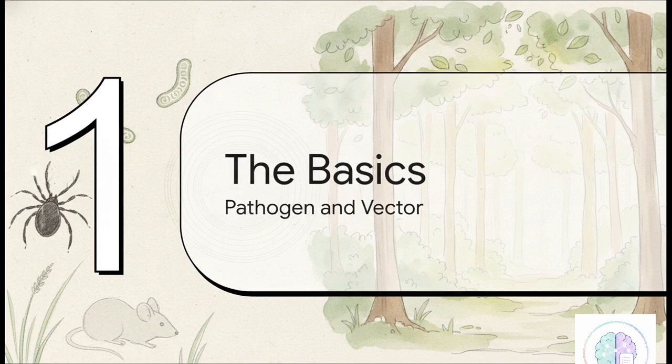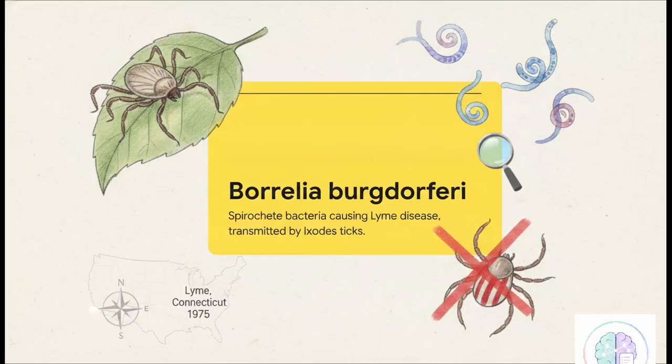Section 1. The basics of the pathogen and its vector. So, Lyme disease is a massive, complex, multi-system illness. In North America, it's caused by a highly specific spirochete bacteria, known as Borrelia burgdorferi. Now, this bacteria gets transmitted to humans through the bite of the Ixodes tick, specifically Ixodes scapularis or pacificus.